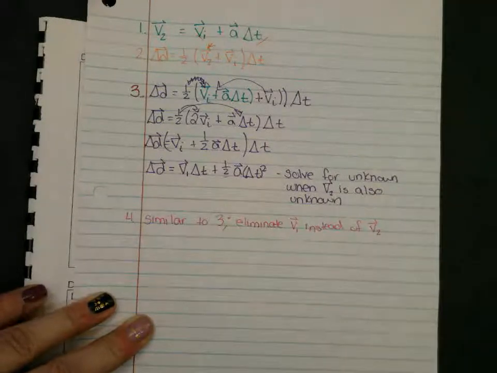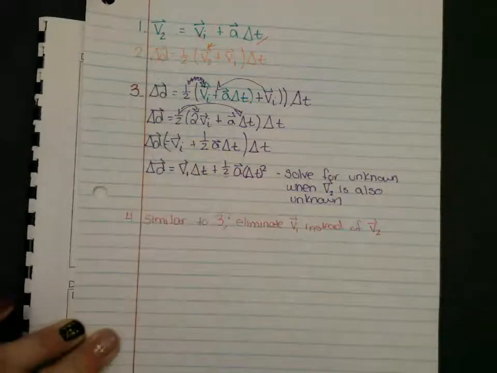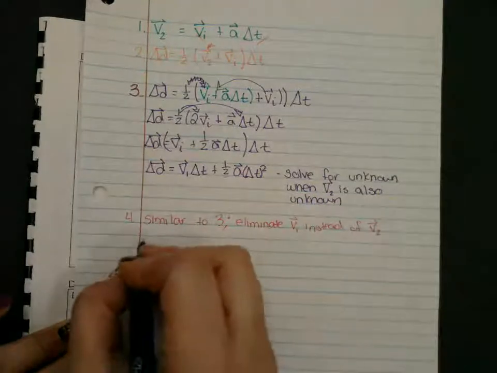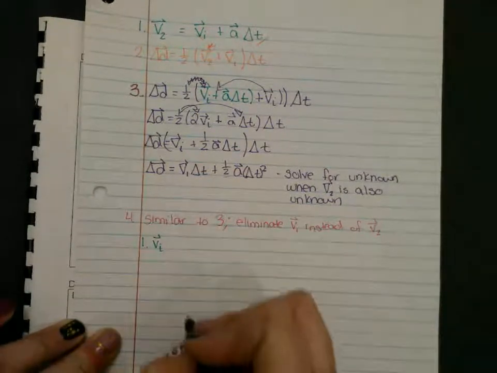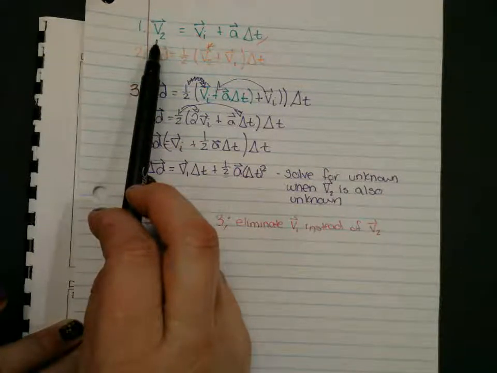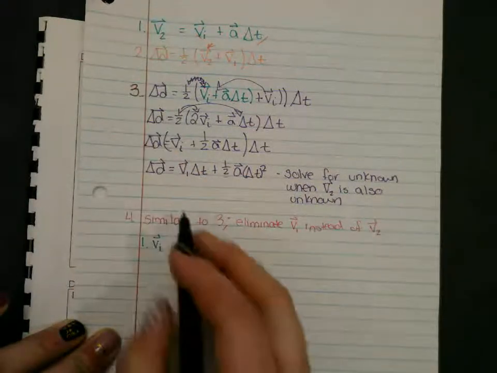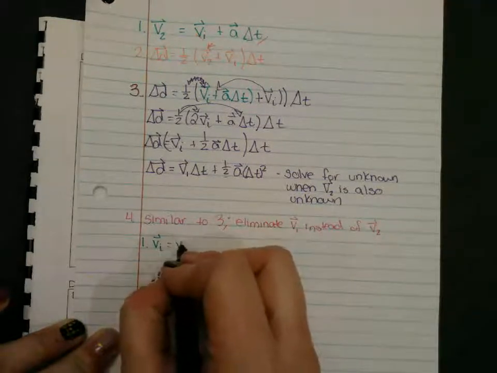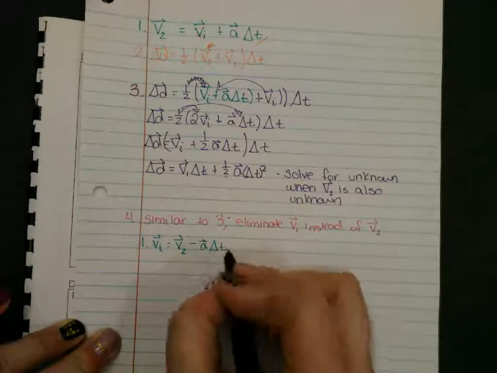So the first thing I'm going to do is write my two kinematic equations. I have up here kinematic equation 1 and kinematic equation 2. But I'm going to manipulate kinematic equation 1 and isolate the initial velocity. So up here we have final velocity isolated. Down here, I'm going to put initial velocity isolated. So I'm going to say that my initial velocity is equal to my final velocity minus acceleration change in time.